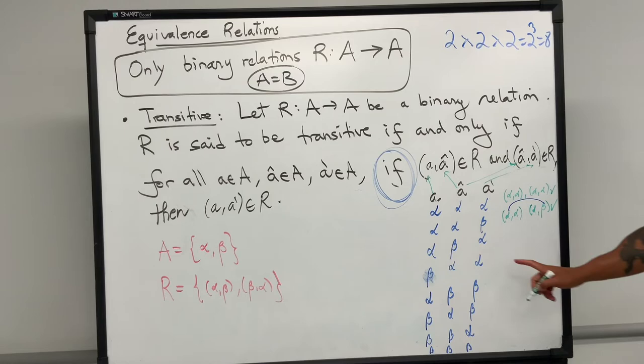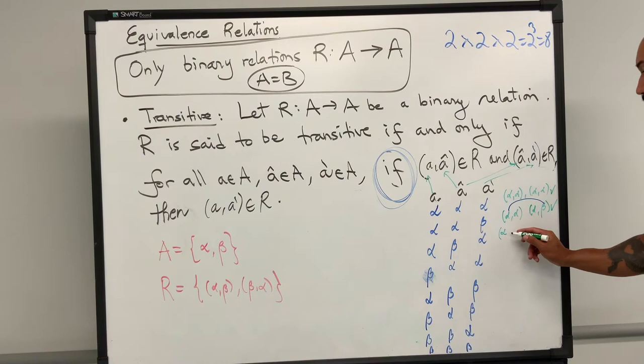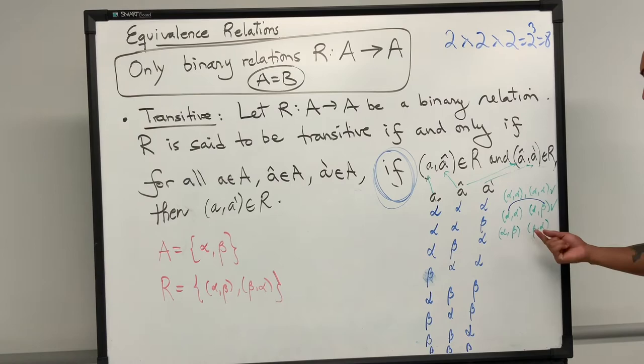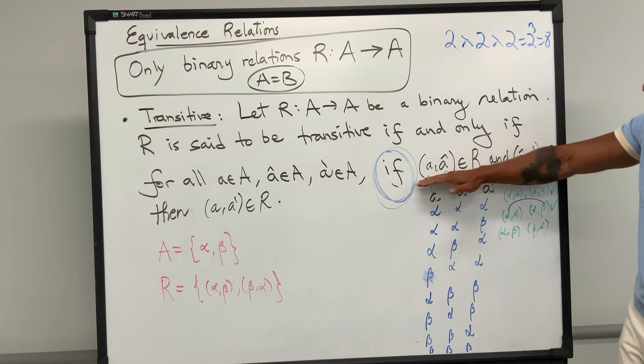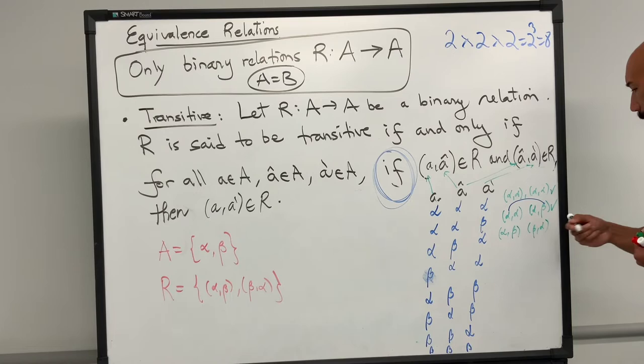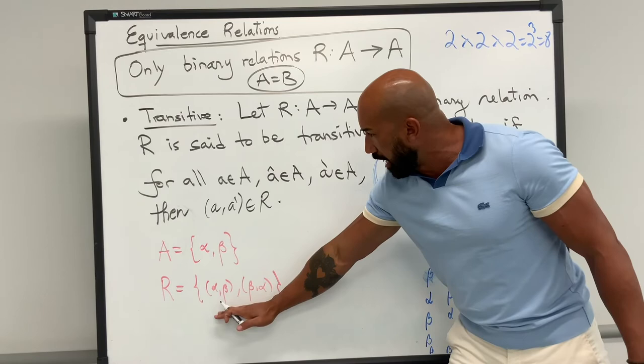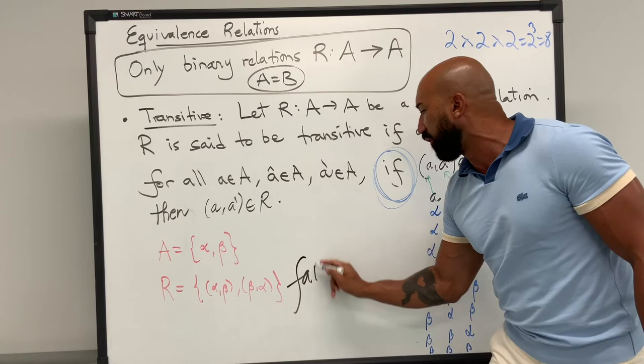What is this? Alpha, beta as the first pair, and beta, alpha as the second one. This is telling us, if alpha, beta is in R, and beta, alpha is in R, now this is satisfied. Okay? In that case, we need the pair alpha, alpha. But alpha, alpha is not here. Since this is satisfied, and this is not satisfied, this relation R fails to be transitive.